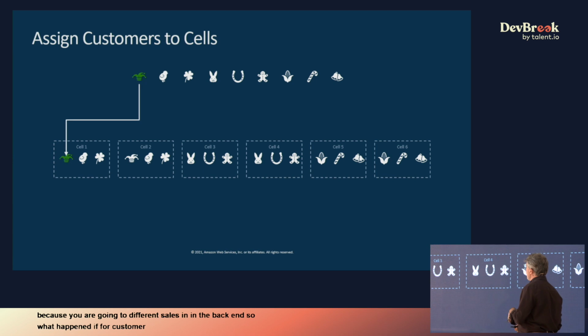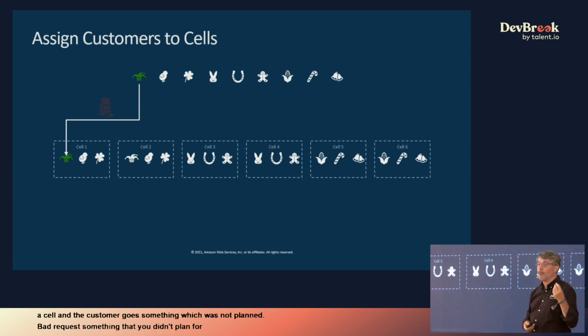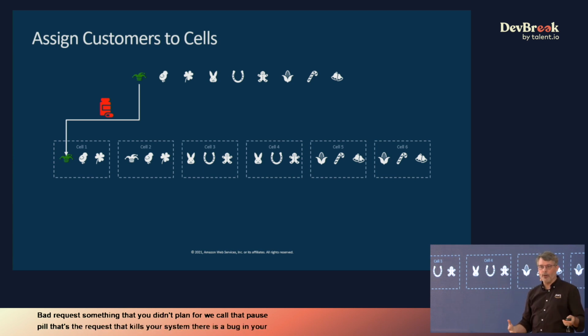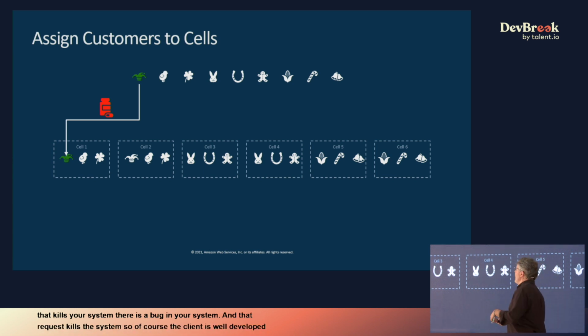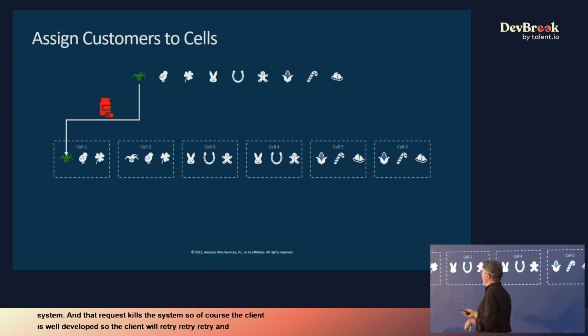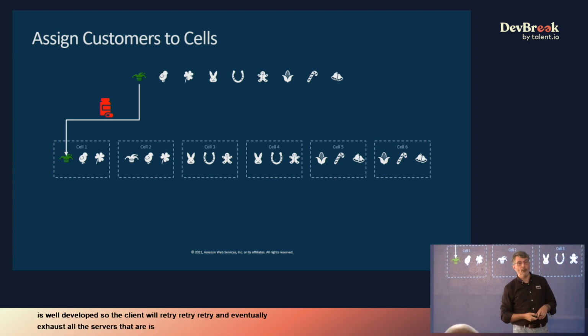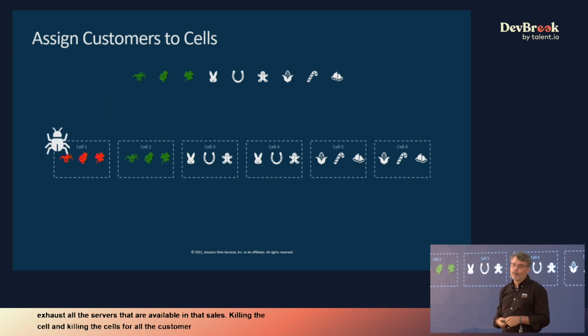So what happens if a customer is using a cell, and the customer does something which was not planned, a bad request, something that you didn't plan for? We call that a poison pill. That's the request that kills your system. There is a bug in your system, and that request kills the system. So of course, the client is well developed, so the client will retry, and eventually exhaust all the servers that are available in that cell, killing the cell, and killing the cell for all the customers that are there.